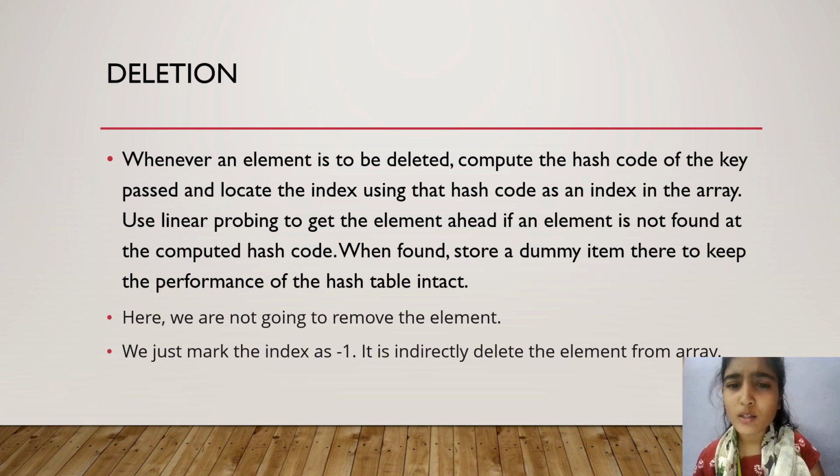Whenever an element is to be deleted, compute the hash code of the key passed and locate the index using the hash code as an index in the array. Use linear probing to get the element ahead. If an element is not found at the computed hash code, when found, store a dummy item to keep the performance of the hash table intact. Here we are not going to remove the element. We just mark the index as -1. It indirectly deletes the element from the array.